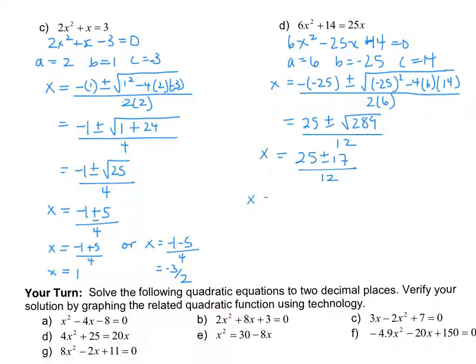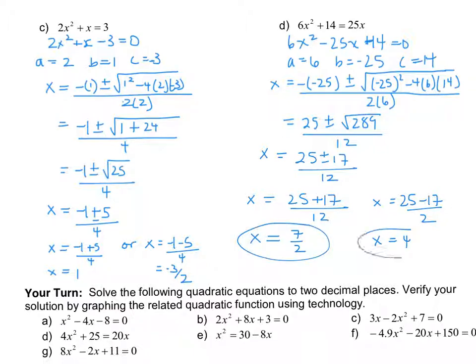So that gives me two answers. X will equal 25 plus 17, and then that answer gets divided by 12. So 17 plus 25, that's 42. 42 divided by 12 is 3 1/2 or 7 halves. All right, or x equals 25 minus 17, all divided by 12. 25 take away 17, that's 8. 8 divided by 12 is 2/3. So there are our two answers. And again, that would have factored. I would have been able to do that with factoring.